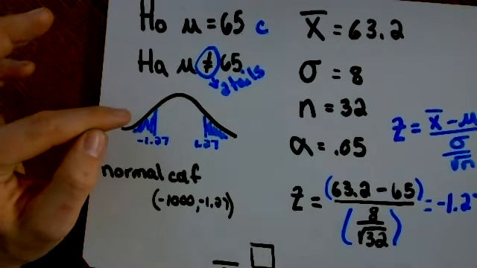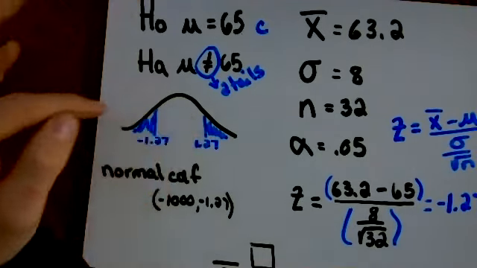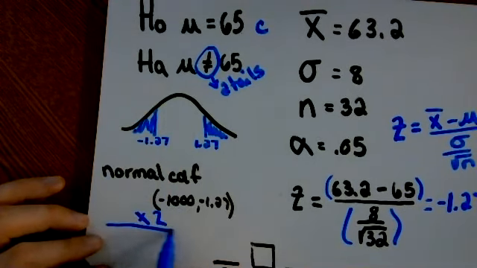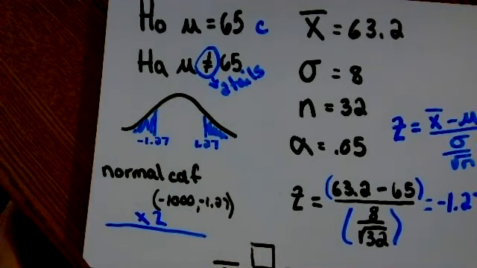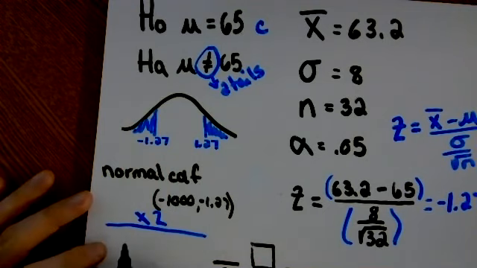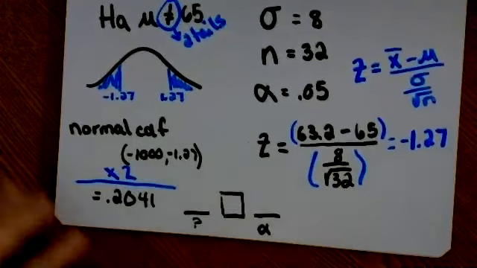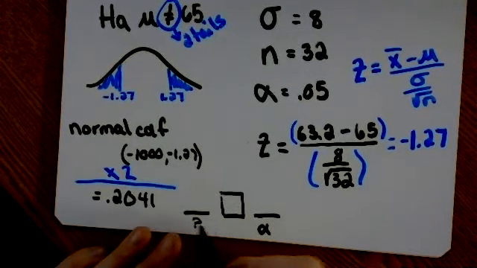Now, because I know the right-hand piece is exactly the same, because it's symmetrical, what I'm going to do is just take that value times 2 to get my actual p. If it was 1 tail, I wouldn't be doing that, but because it's 2 tails, I'm going to multiply it by 2. So my probability, I like to take 4 places. When I do the normal CDF and then multiply it by 2, the whole thing, I'm going to come out with approximately 0.2041.